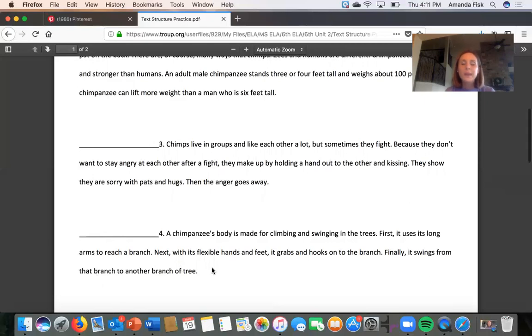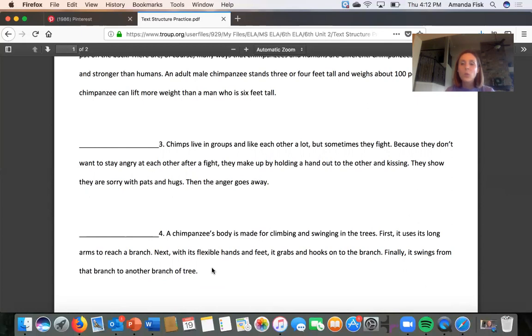Number 4, a chimpanzee's body is made for climbing and swinging in the trees. First, it uses its long arms to reach a branch. Next, with its flexible hands and feet, it grabs and hooks onto the branch. Finally, it swings from that branch to another branch of tree. Notice those words first, next, and finally. What does that mean to you? They're telling me time, right? They're saying first you do this, next you do this, and finally you do this. Which text structure do you know that tells about something in order?